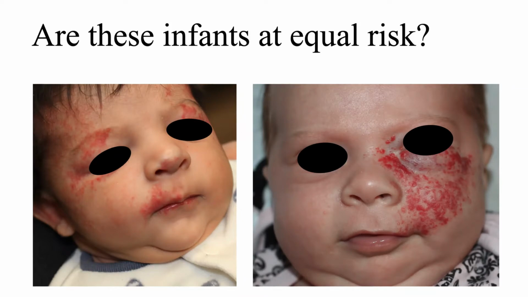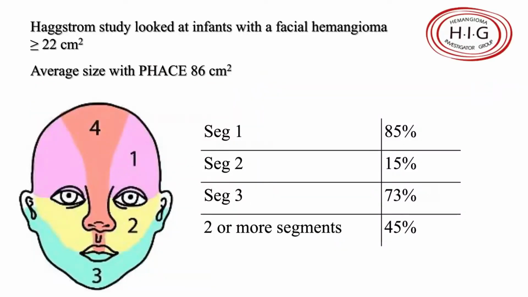Do they both have the same risk of having PHACE when their hemangiomas look so different? So we have a little bit of data to guide us on this. The Haggstrom study that looked at those infants with the large facial hemangiomas broke it down into different facial segments. And so 85% of patients with PHACE had segment 1 involved. 73% had segment 3 involved, and 45% had 2 or more segments.